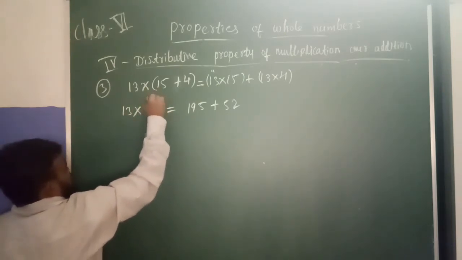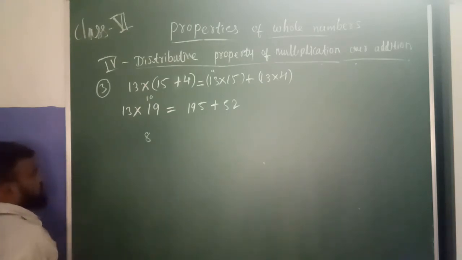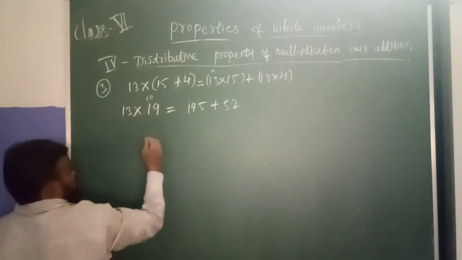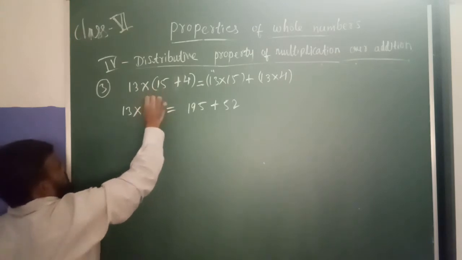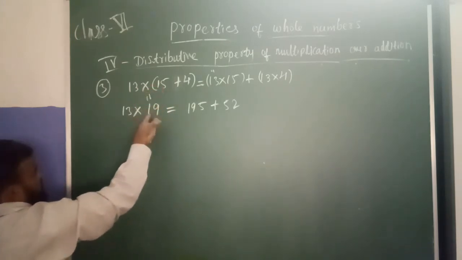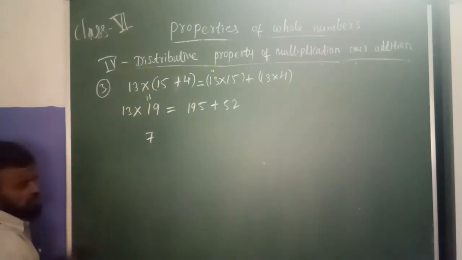108. That is 10. 13 5s are 65... 13 3s are 39, 39... 117. That is 11. 13 1s are 13. 13 plus 11 is how much? That is how much? 13 1s are 13. 13 plus 11 is 24.